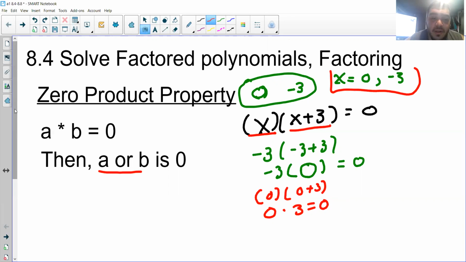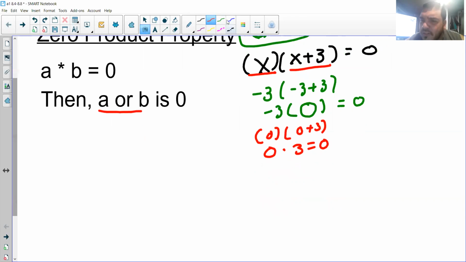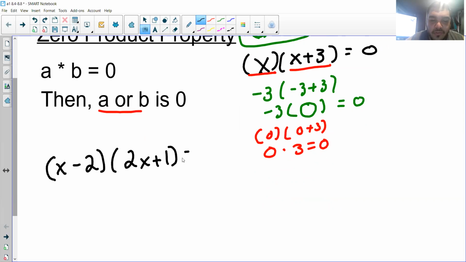Now let's do the other one in a proper format, not in a mental math style. So let's say x plus 3, or let's change the number. Let's do (x minus 2) times (2x plus 1). Of course, this equals 0. Very important, it has to equal 0 for this to work, or you can't do this.